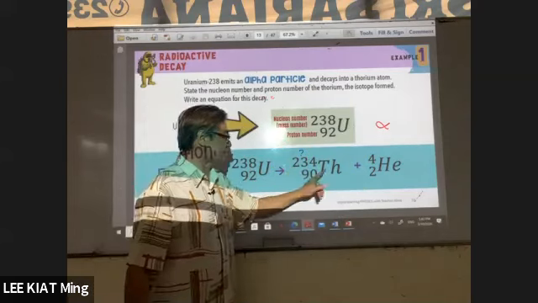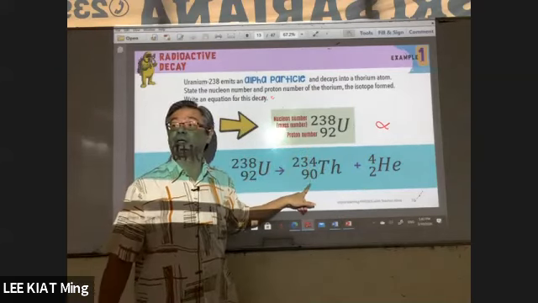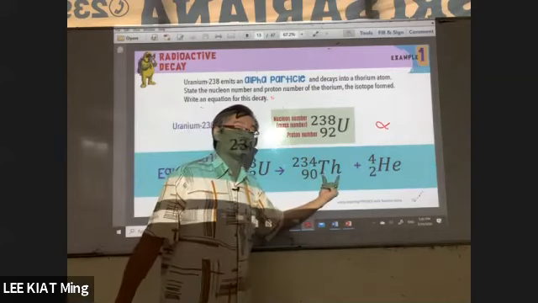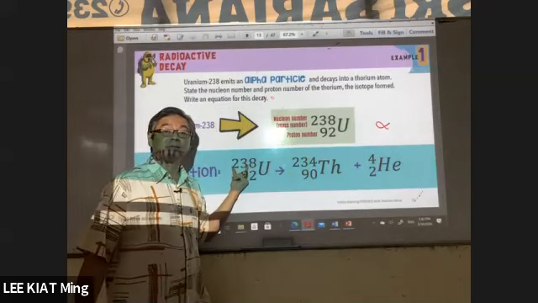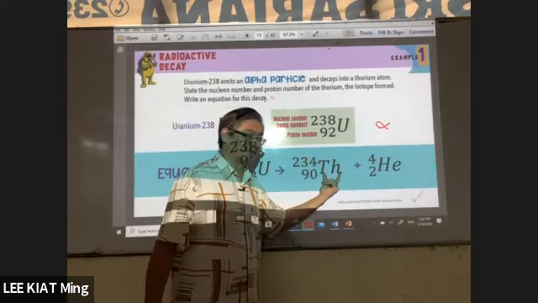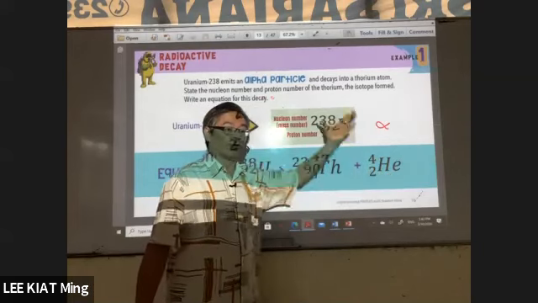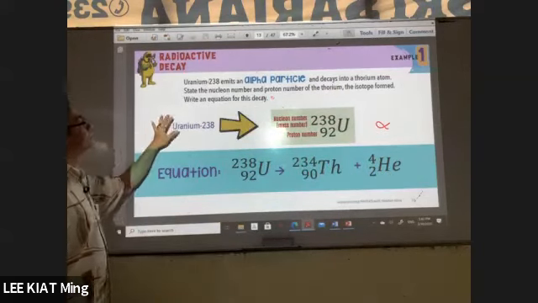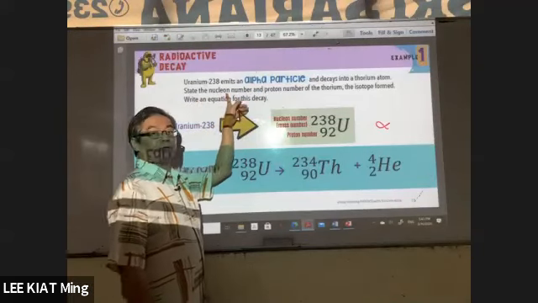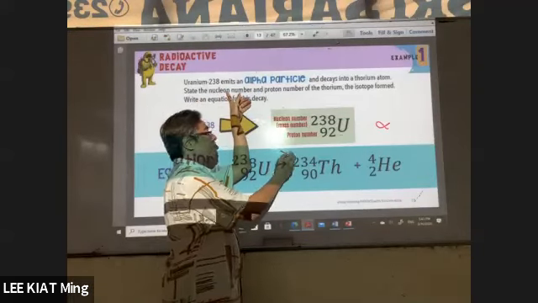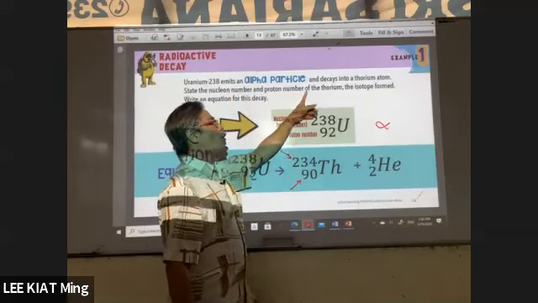You only need to know how to find the number at the top and the number at the bottom. Understand that? They will give you a symbol. They give you X, decay to become Y, to give up alpha. So you need to do balancing, that's all. State the nucleon number, which means the number at the top, and the proton number, the number at the bottom, of thorium.